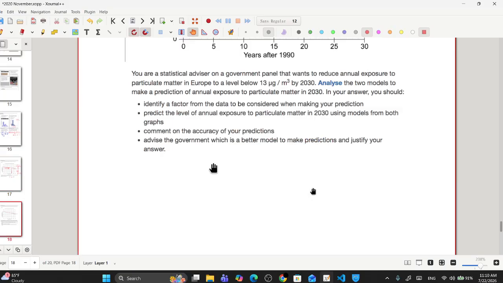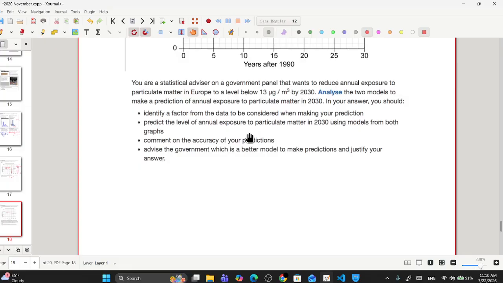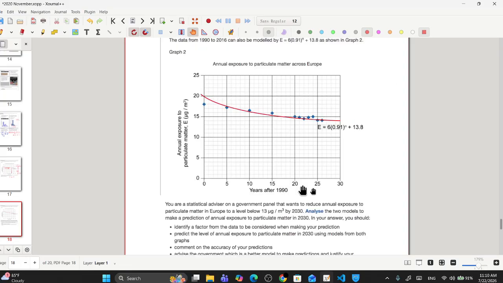Alright, now from these questions onwards, you don't need to have a concept. You have to have the identification of what is present inside the graph, what is the information given and stuff like that. You are a statistical advisor on a government panel that wants to reduce annual exposure to particulate matter in Europe to a level below 13 microgram per cubic meter by 2030. Analyze the two models to make a prediction of annual exposure to particulate matter in 2030. In your answer, you should identify a factor from the data to be considered while making your prediction.